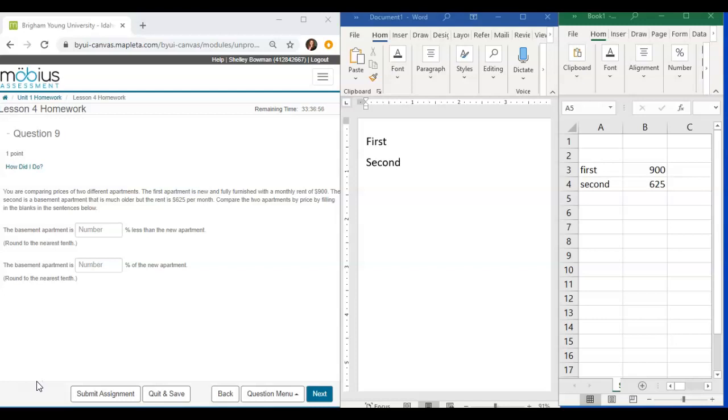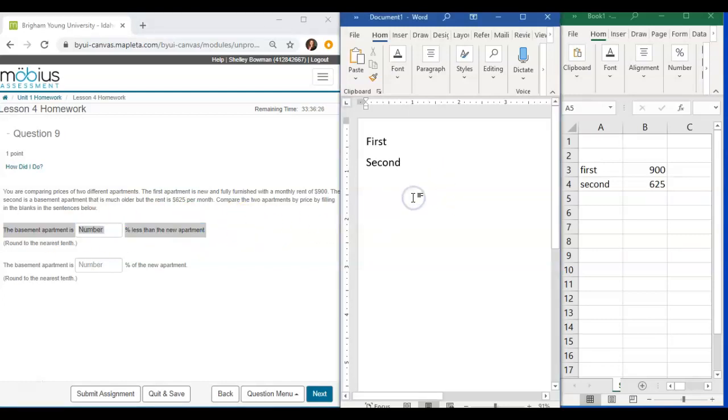The basement apartment is blank percent less than the new apartment. And round to the nearest tenth. The basement apartment is blank percent of the new apartment. So the first thing we want to do is translate these sentences. So the first one is the basement apartment is blank percent less than the new apartment. So we can actually just copy this and bring it over so that we can translate it.